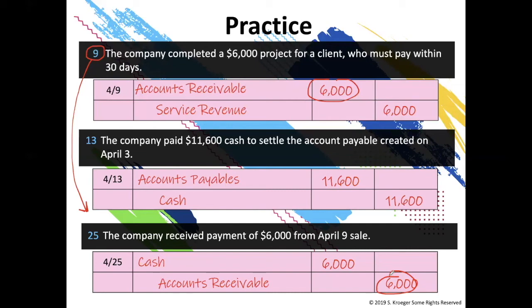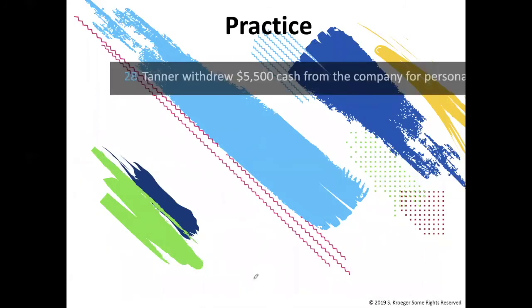One mistake that I commonly see is that students put service revenue down here because it's coming from a sale, but we already put the sale down. We already showed that we made a $6,000 sale. If we put service revenue down here again, we would be double dipping. We will be counting the same sale twice. So just be careful about that. Okay, we have a few more left to do.